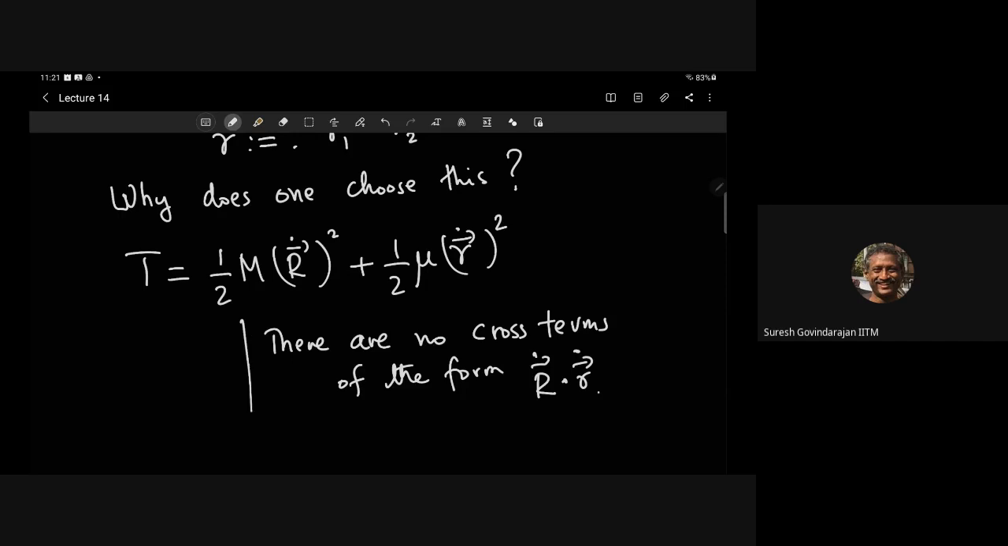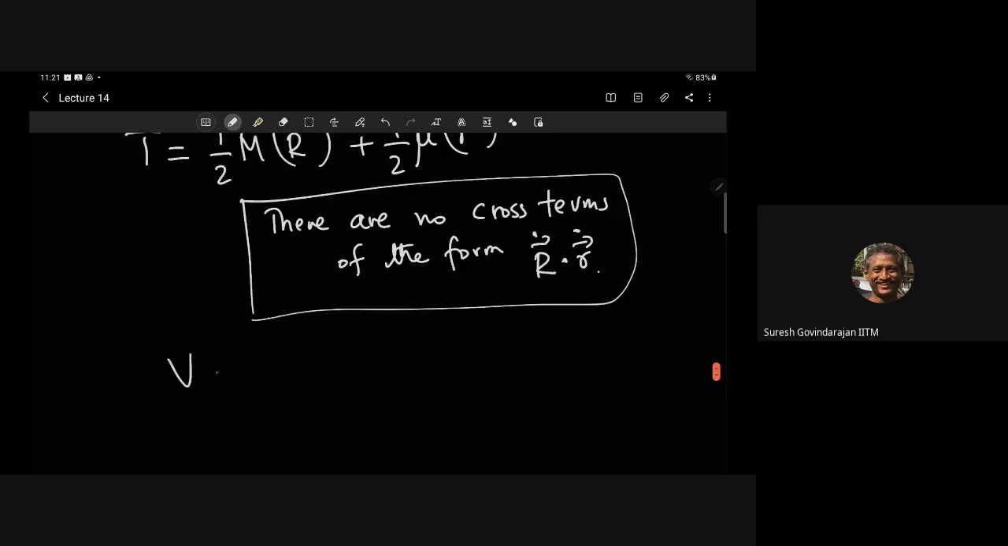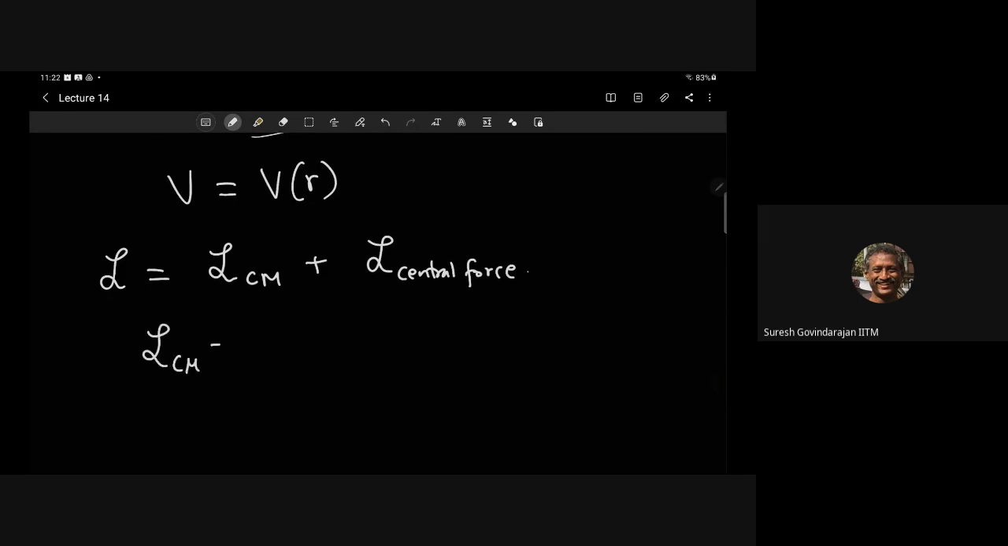Okay, so this is very key. It leads to a separation of variables, and V just becomes only a function of R. So what we will see is that the Lagrangian breaks up into L center of mass plus L central force, completely decoupled. So what should L center of mass be? Just the kinetic energy part.